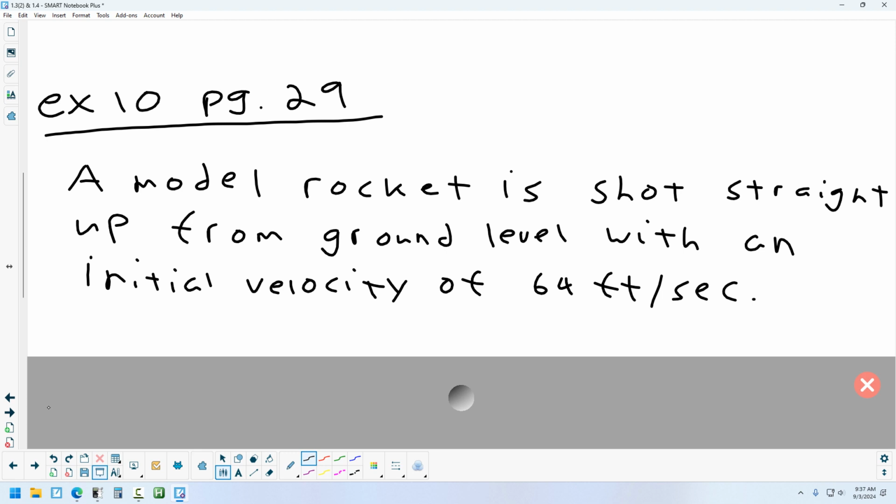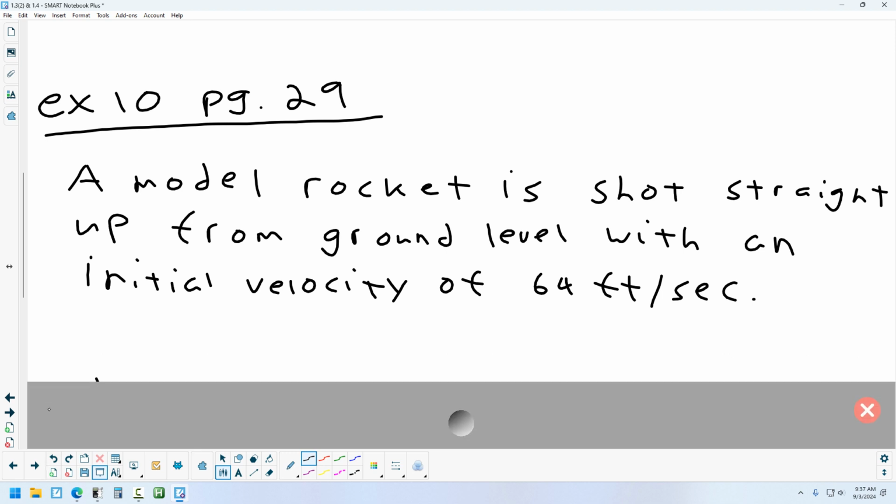Whether you shoot something straight up or you shoot it at a little bit of an angle, this formula for projectile motion still works. So we're shooting a rocket straight up from ground level, and the speed of the rocket starting out is 64 feet per second.